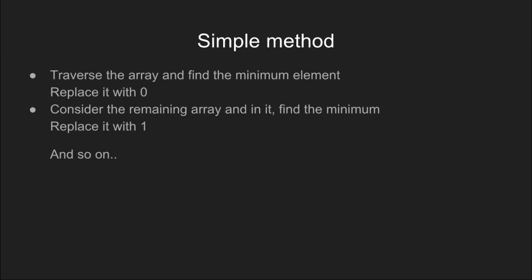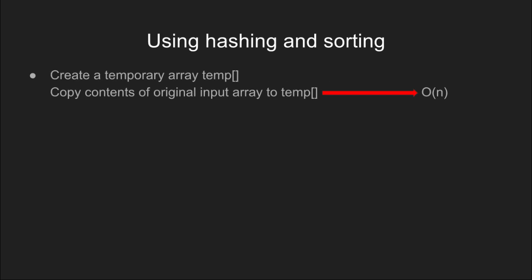Let us discuss the simple method to go about this problem. Our first step would be to traverse the input array and find the minimum element. This element is then replaced with 0. Now consider the remaining array and find the minimum in that. Replace it with 1. Keep going until all the elements in the array have been assigned values. However, the time complexity for this method is O of n square, whereas we are trying to solve this problem in O of n log n.